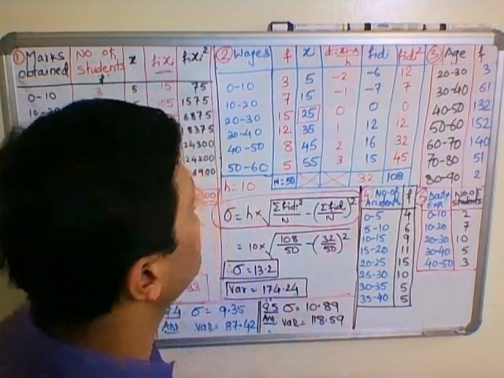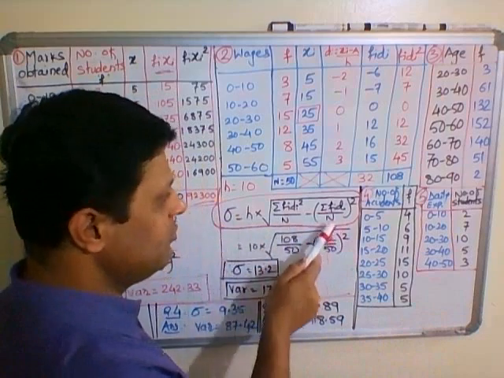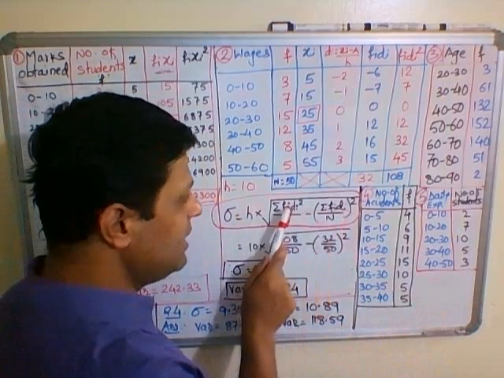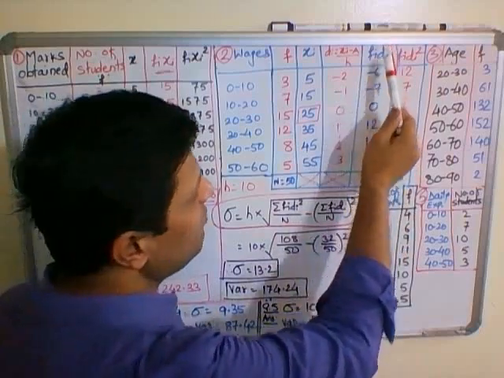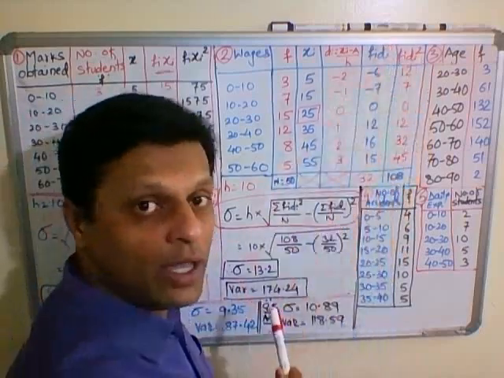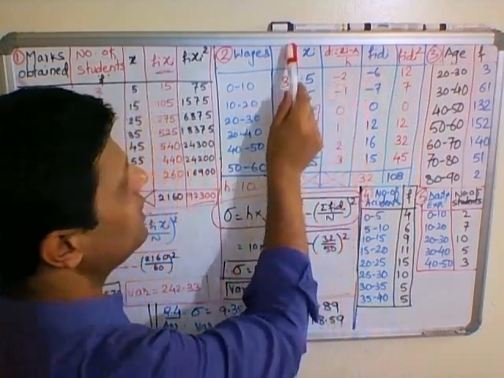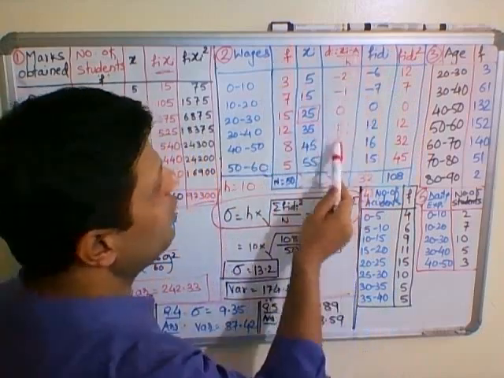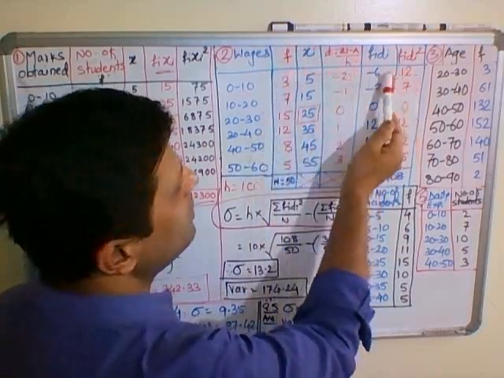In this way, once we calculate di, then check the formula. Again, like the previous formula, here we require fidi and fidi square, and the total of these two. So I will prepare these two columns, fidi and fidi square. How to calculate fidi? The second column is fi and di is the fourth column. So frequency into di, the deviation value. 3 into minus 2 is minus 6.